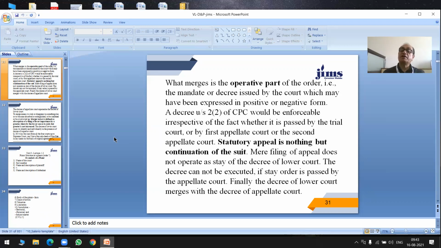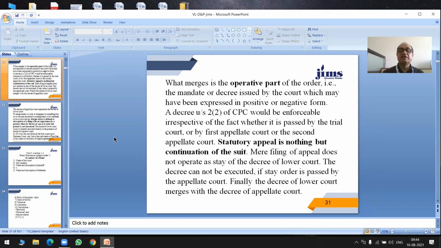So what merges is the operative part of the order, that is the mandate or decree issued by the court, which may have been expressed in positive or negative. And you know, a decree as defined in section 2 clause 2 of CPC would be enforceable irrespective of whether it is passed by the trial court or by the first appellate court or by the second appellate court or by the Supreme Court. Why? The reason is highlighted here. Statutory appeal is nothing but continuation of the suit. I am repeating. Statutory appeal is nothing but continuation of the suit.